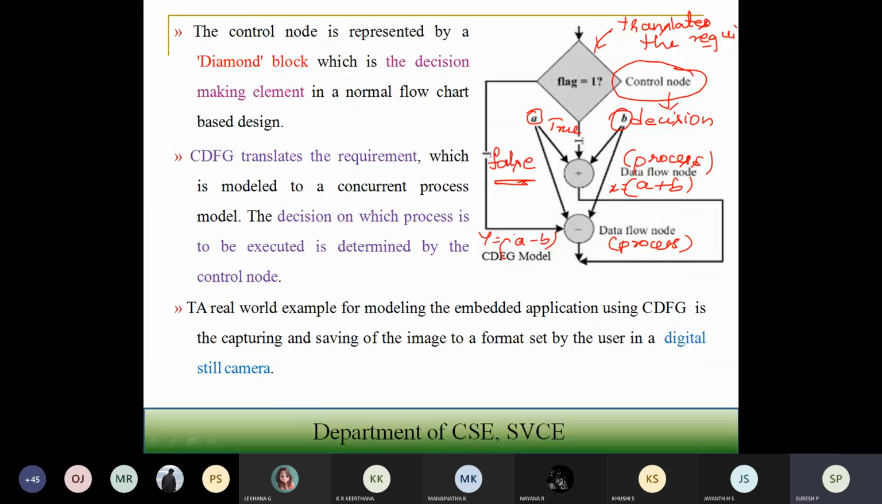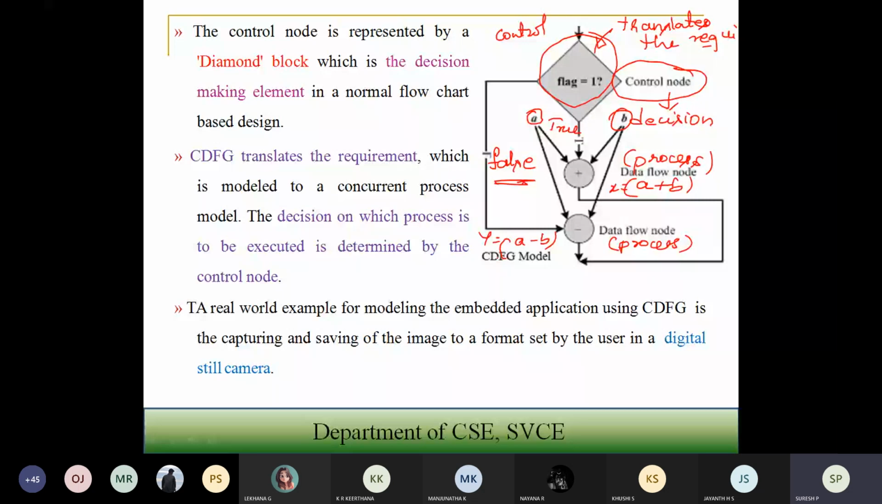Now this particular control data flow graph is going to translate the requirements, which are modeled to a concurrent process model. Whatever decisions it makes, the process which has to be executed will be decided by the control node. This is called the control node. The process means what type of operation you have to perform. So which process you have to execute, that will be decided by whom?